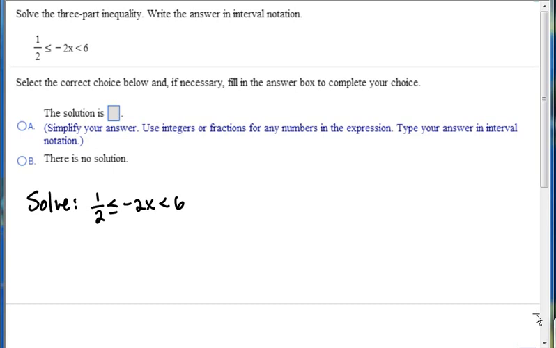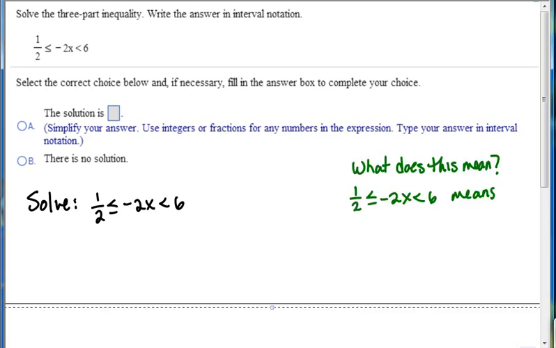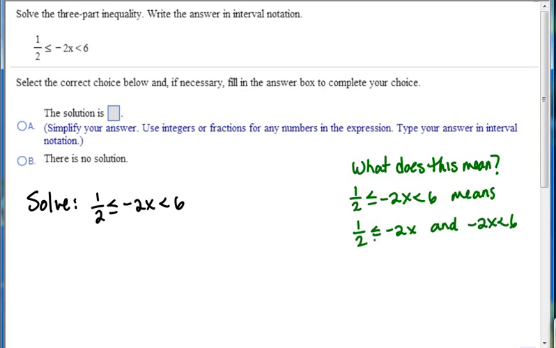What does this mean? Well, this compound inequality means that 1/2 is less or equal to negative 2x and negative 2x is less than 6. Any compound inequality can be split into two different systems of inequalities with an and in the middle.